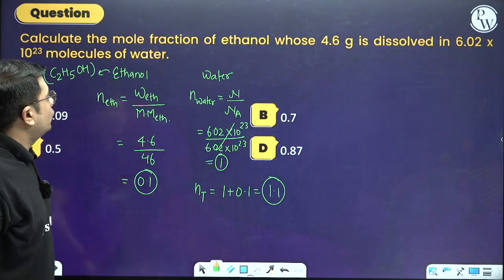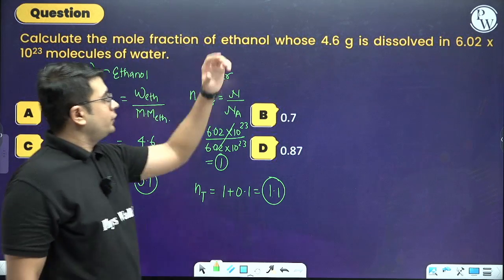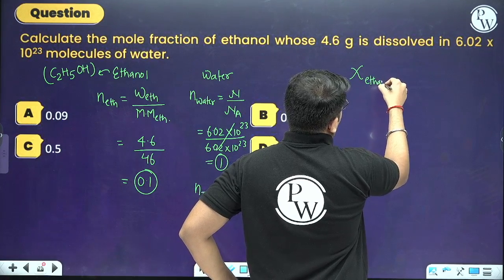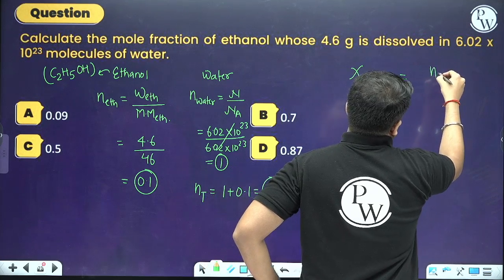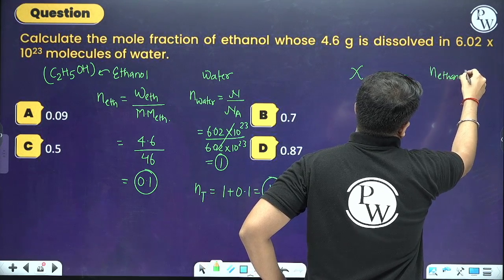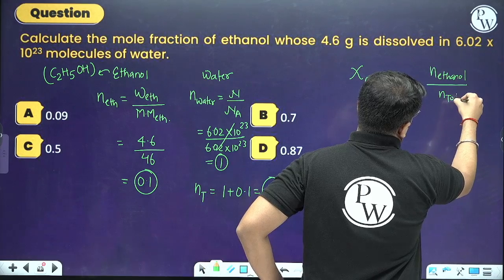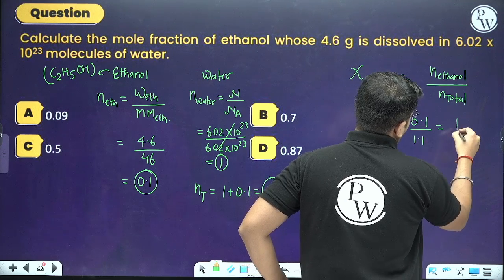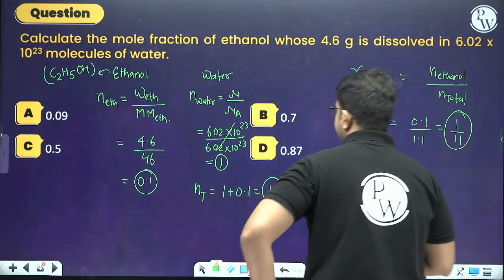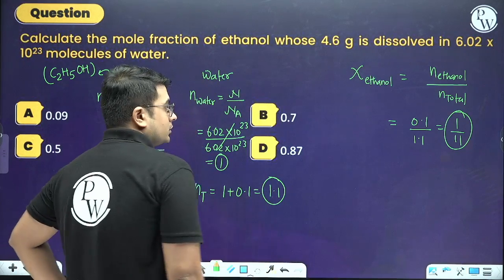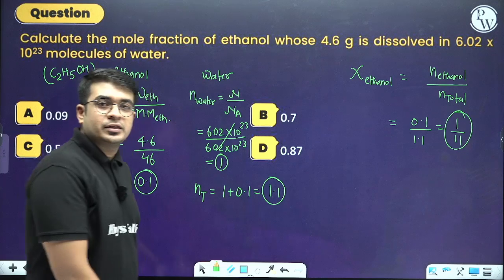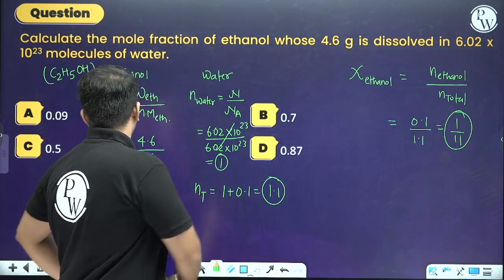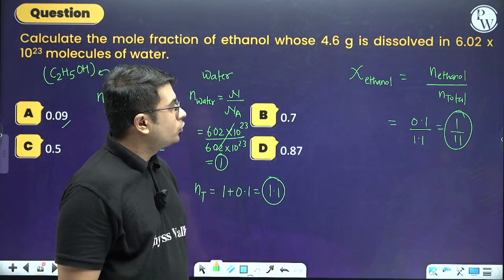Okay. Now we have to calculate the mole fraction of ethanol. So from that part I can say the mole fraction of ethanol will be N of ethanol divided by N total. That will be equal to 0.1 divided by 1.1, that is 1 by 11. Okay. So that is 1 by 11. I hope this part is clear. So I guess that will be equal to 0.09. That is option number A. Okay. I hope this entire part is clear.